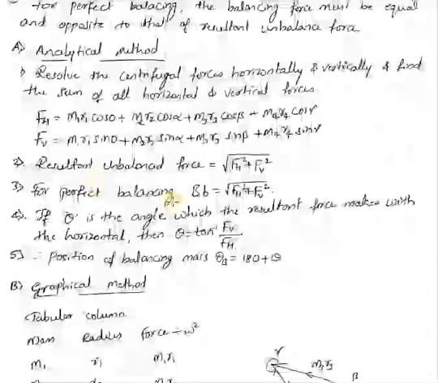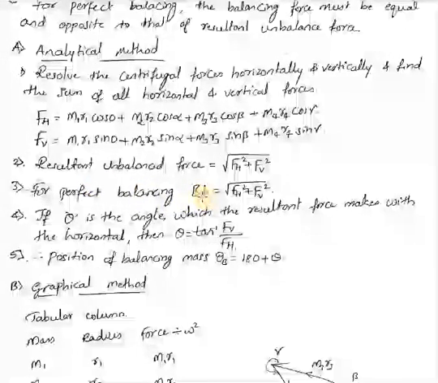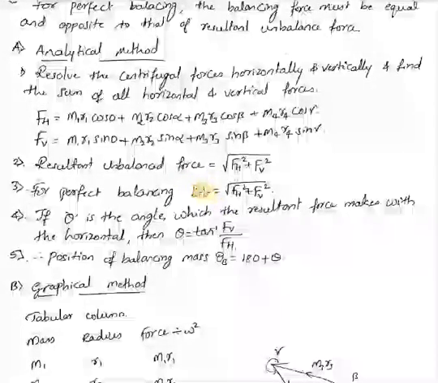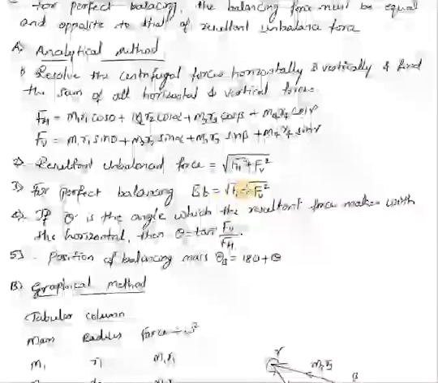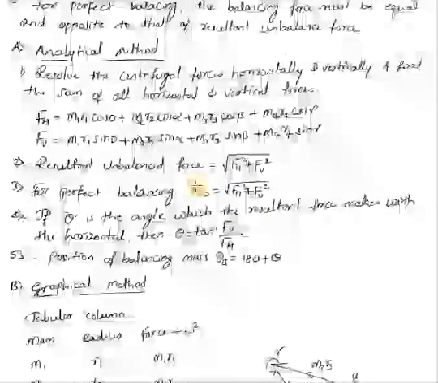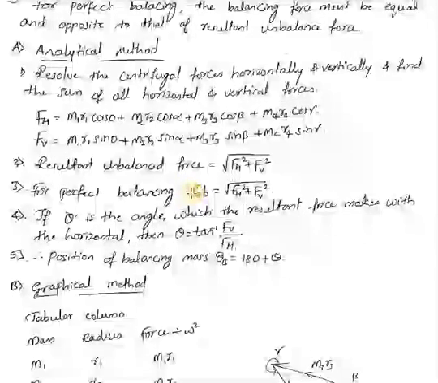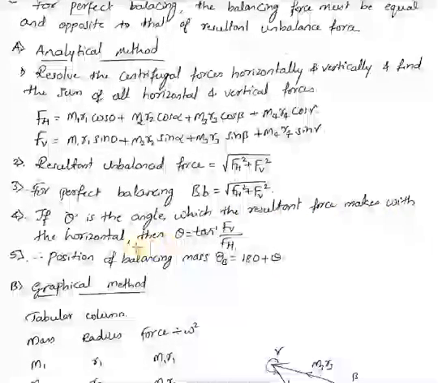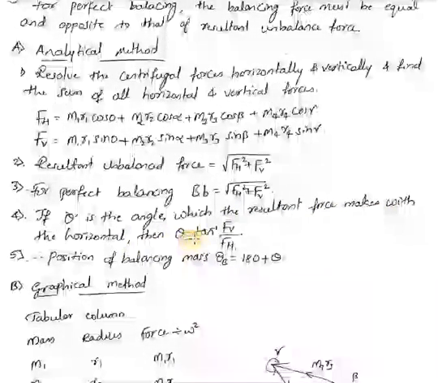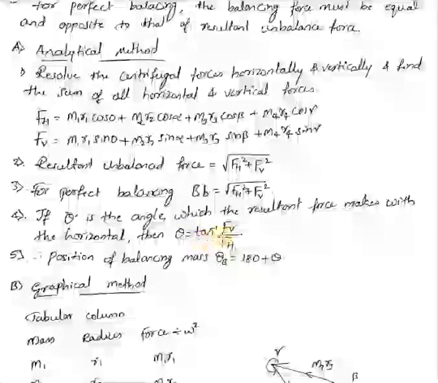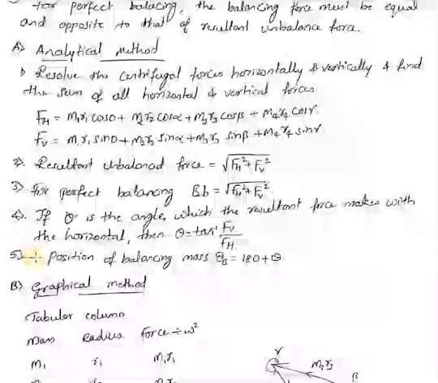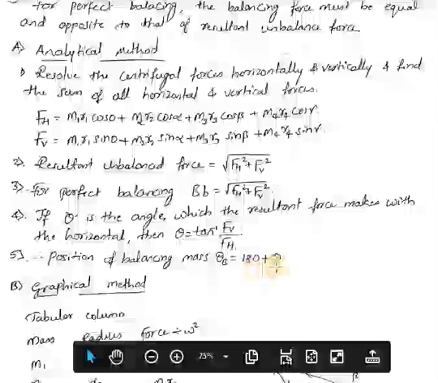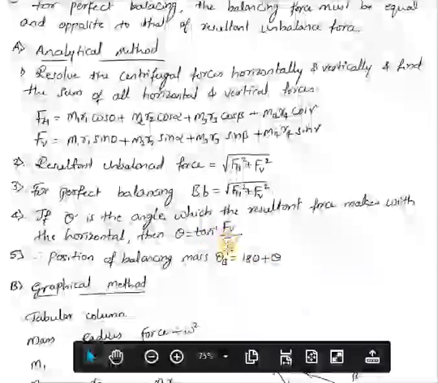So for perfect balancing, equate b into rb, that is, this is going to be the balancing mass and this is the radius of rotation for that mass, to the resultant unbalanced force. From this you will come to know the magnitude of this balancing mass. If theta is the angle which the resultant force makes with the horizontal, then theta equals tan inverse of FV by FH. Therefore, the position of the balancing mass must be theta b equal to 180 degrees plus theta, where theta is tan inverse of FV by FH.